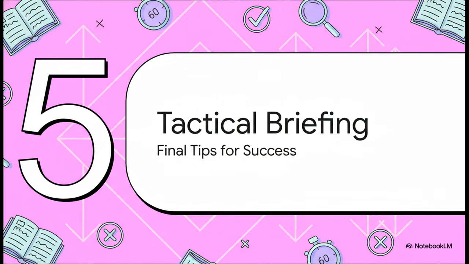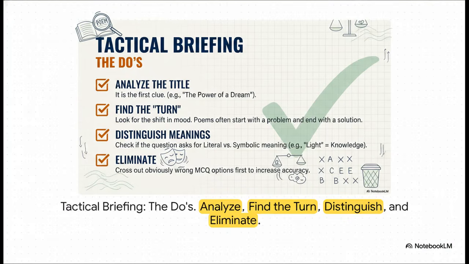Great, so you have the strategy and you have the tools. Now let's talk about some final tips for success on exam day. This is our tactical briefing, so please pay close attention to the do's and don'ts. Here are 4 things you should always do. 1. Analyze the title. It's often your biggest clue. 2. Look for the turn. That's the point in the poem where the mood or idea changes. 3. Distinguish between literal meaning and symbolic meaning. And 4. Always eliminate the wrong options first. It really improves your chances.